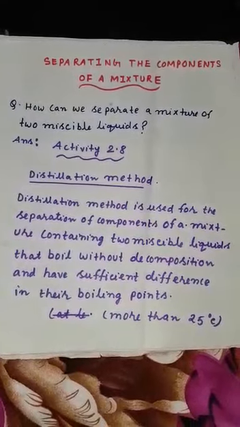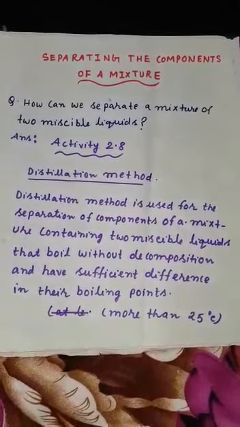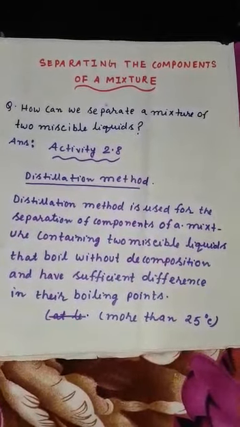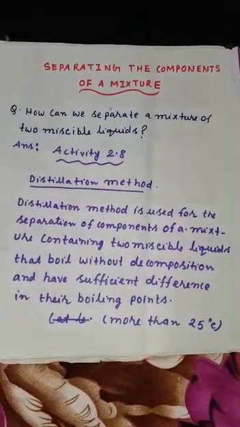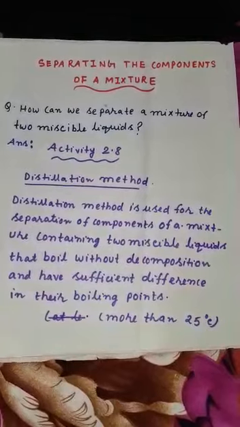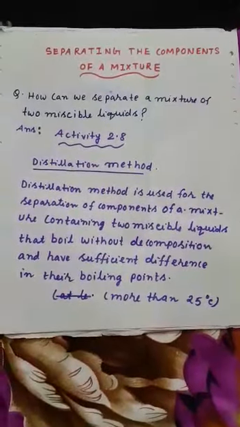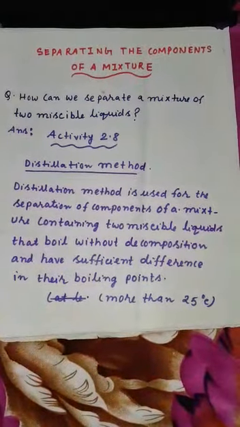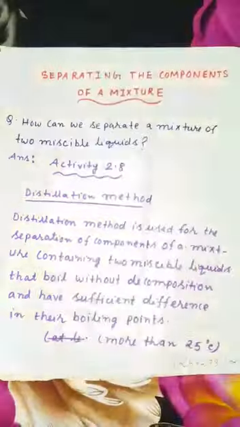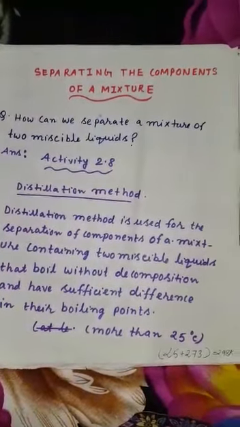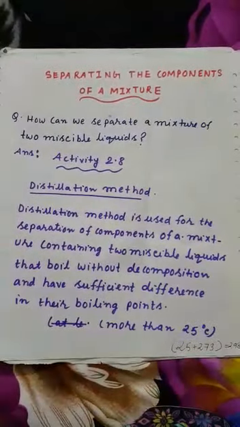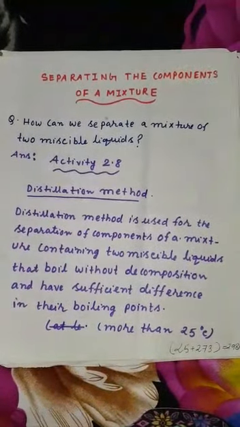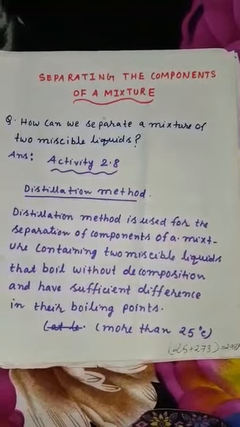In the distillation method, the two liquids which we separate from the mixture have a sufficient difference in their boiling points, at minimum more than 25 degree Celsius. 25 degree Celsius means it is 298 Kelvin. So it is sufficient enough. Okay, so please everyone take out activity number 2.8.